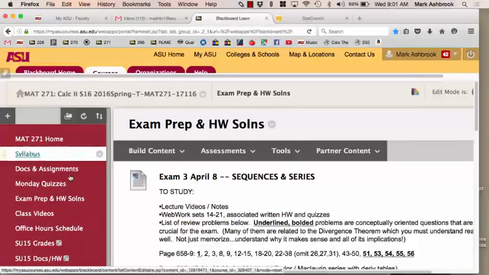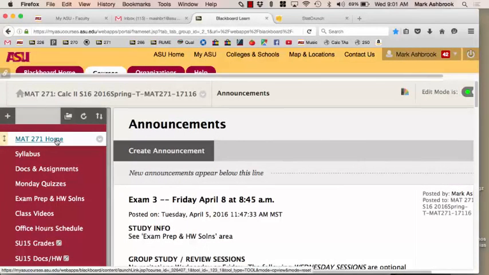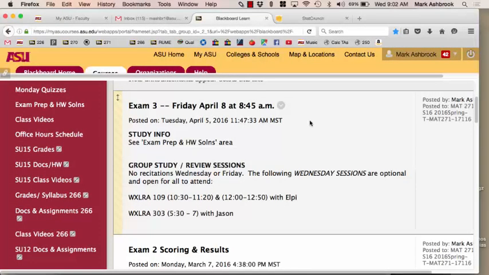Okay, let's talk about the exam. So our exam number 3 is Friday. Again, we're going to start at 8:45 a.m. There are study sessions, review sessions today, 3 possibilities instead of recitation. So there's no formal recitation today or Friday.